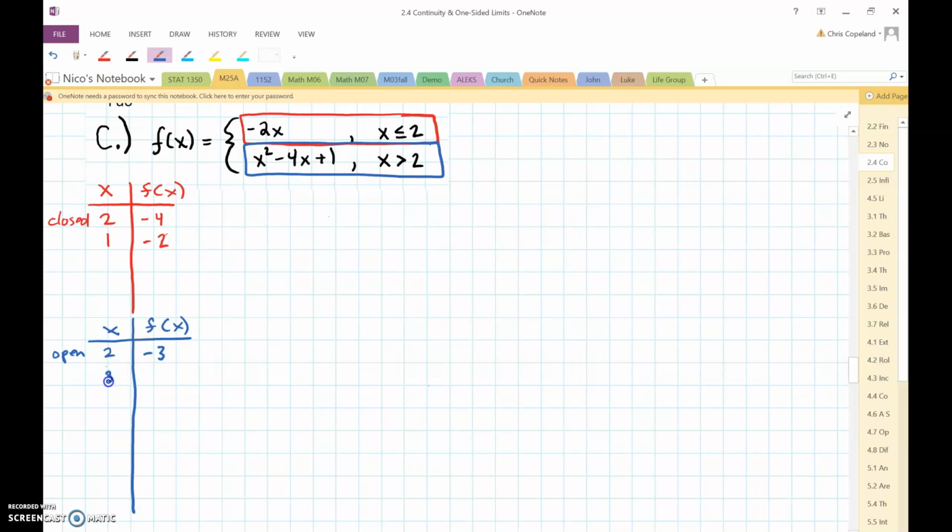Next, I'm going to try 3. When I plug 3 into this function, this would be 9 minus 12, which is negative 3. Negative 3 plus 1 would be negative 2. Next, I'm going to try 4. 4 squared would be 16. 16 minus 16 would be 0, so now you're going to have 1. Next, I'm going to try 5. 5 squared would be 25. Minus 4 times 5 is 20, so this would be 25 minus 20, which would be 5, plus 1, this would be 6. So let's take a look and see what we have now.